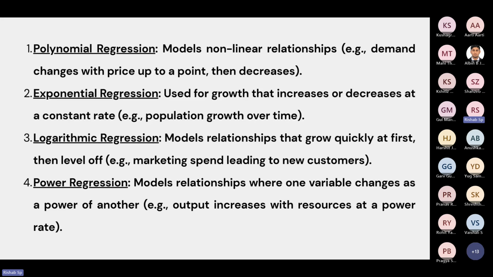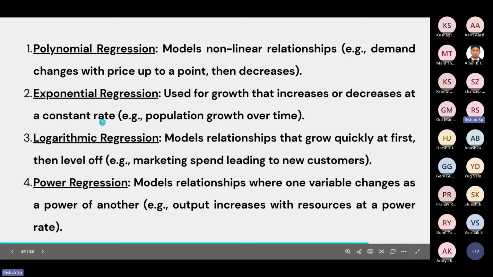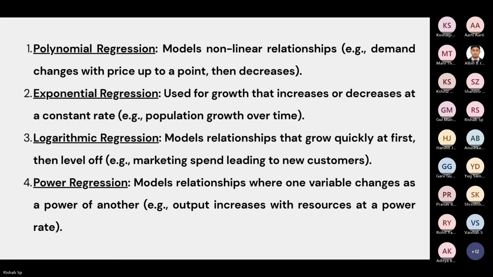Models non-linear relationships. There is an example given to each one of them. Demand changes with price up to a point and then decreases. Exponential regression is used for a graph that decreases and increases at a constant rate. There is a constant acceleration or deceleration in the values.